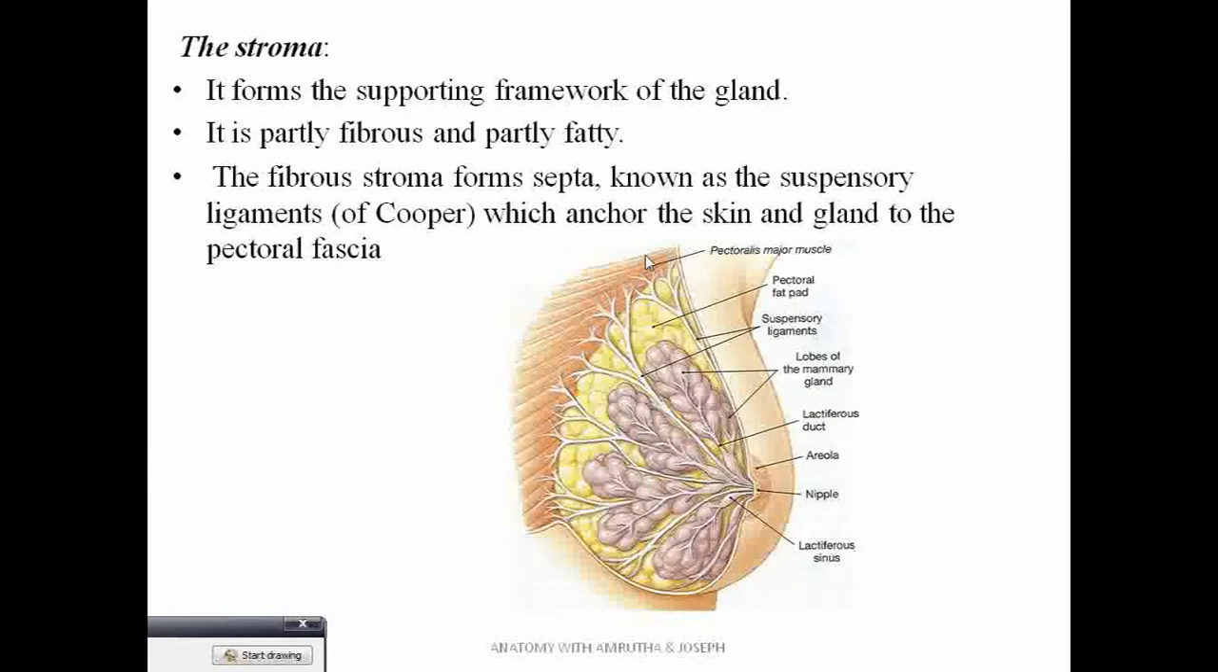The fibrous stroma forms septa known as suspensory ligament of Cooper, which anchors the skin and the gland to the pectoral fascia. So the stroma that forms a particular ligament or septa called suspensory ligament of Cooper is attached to the pectoral fascia so that it anchors the skin and the gland onto the pectoral fascia. So it gives structural framework support.